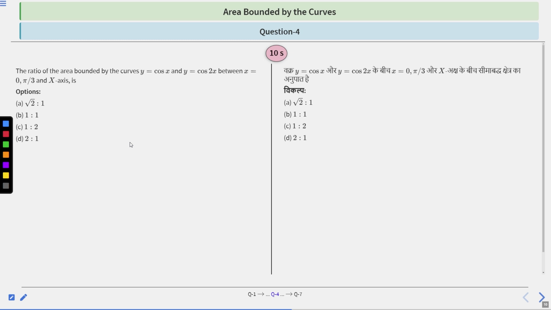So first we will calculate area of y equal to cos x, and after that we will calculate area of y equal to cos 2x, and we can take easily the ratio of these two areas, right? So in this way you try to approach this question. We have 10 seconds to solve this question. After 10 seconds we will discuss the solution.